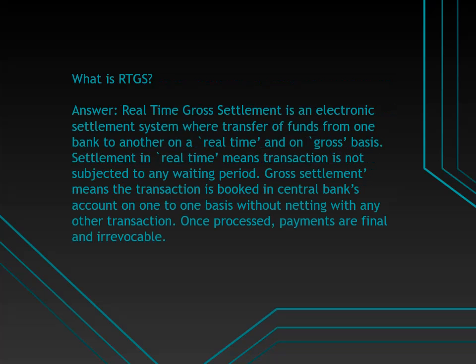What is RTGS? Answer: real-time gross settlement is an electronic settlement system where funds are transferred from one bank to another on a real-time and gross basis. Settlement in real time means the transaction is not subjected to any waiting period. Gross settlement means the transaction is booked in the central bank's account on a one-to-one basis without netting with any other transaction. Once processed, payments are final and irrevocable.